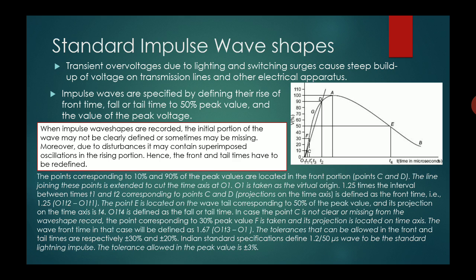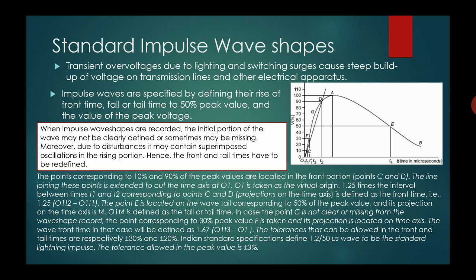Now 1.5 times the interval between T1 and T2. You check T1 and T2. T1 is the time the impulse is at 10%. T2 is the time the impulse is at 90%. So the 1.25 times the interval between time T1 and T2, corresponding to points C and D, is defined as the front time.